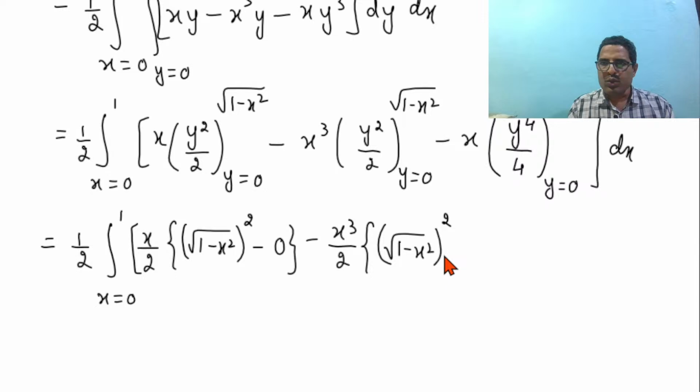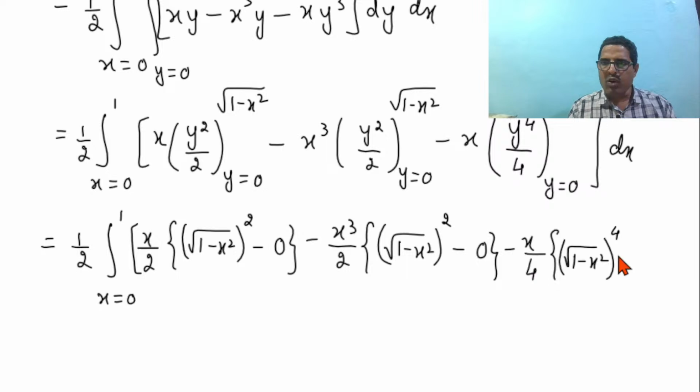Then similarly coming for the last term that you have there, minus x by 4 as it is. Again apply the upper limit value, which will be root of 1 minus x square to the power of what? To the power of 4, minus the lower limit value will become 0. So, I open the bracket over here, let me close the bracket and write down dx.